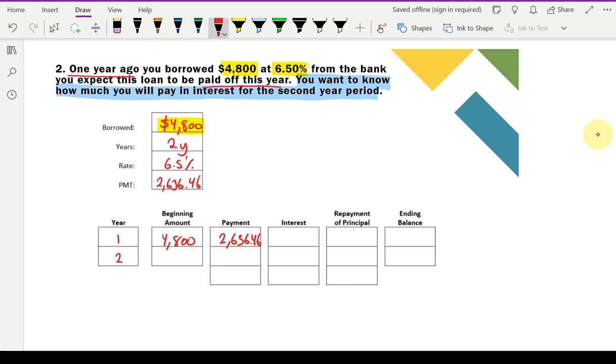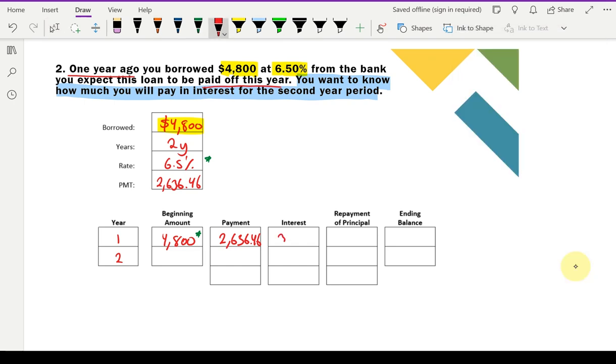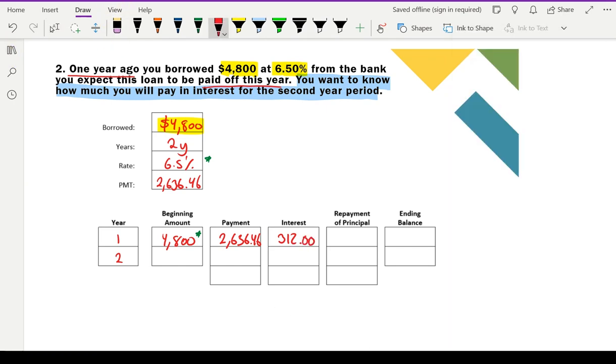Interest is the beginning amount for that year, 4,800, times the rate. So let's calculate that. 4,800 times 0.065, that's 6.5%. That gives me 312. That's how much we're paying in interest. So 312, that's exactly 0 cents. So for the repayment of principal, we're going to subtract the 312 from the 2,636.